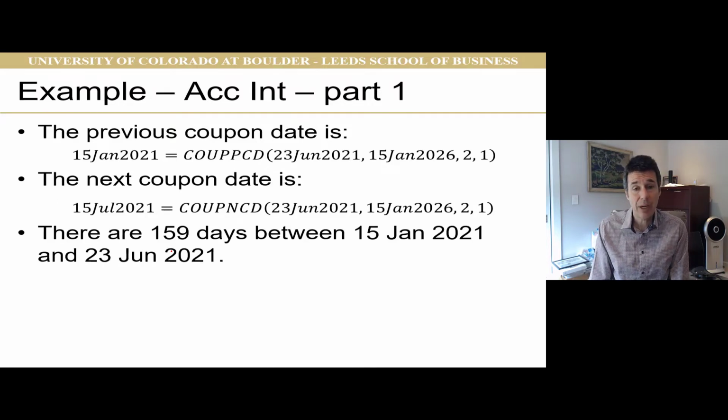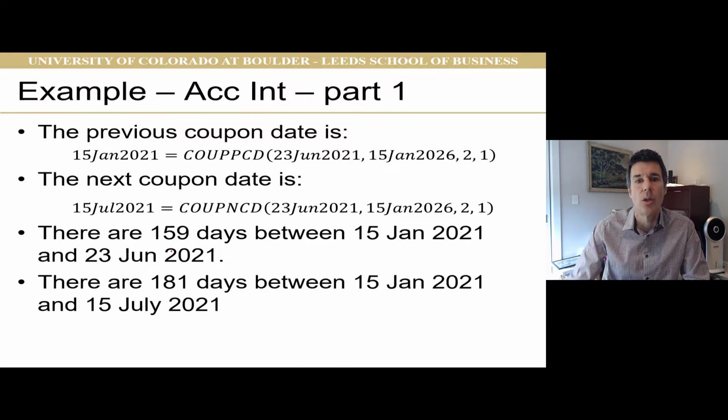We need to know how many days there are between the last coupon date and the settlement date. So we just take those dates in Excel. The dates in Excel are just numbers formatted to look like dates. So if we want to find out how many days there are between 2 dates, we just take the difference. 23rd June 2021 minus 15th of January 2021, we get 159 days. We look at the coupon period, 15th of July 2021 minus 15th of January 2021, 181 days.